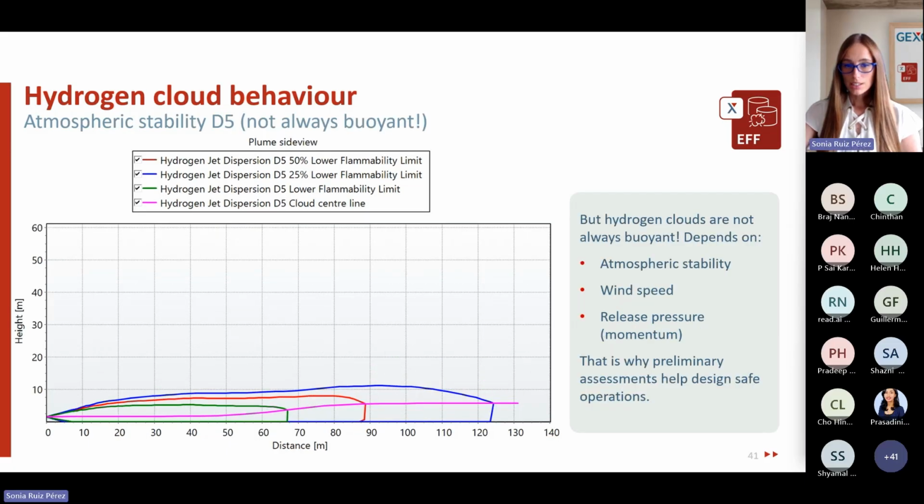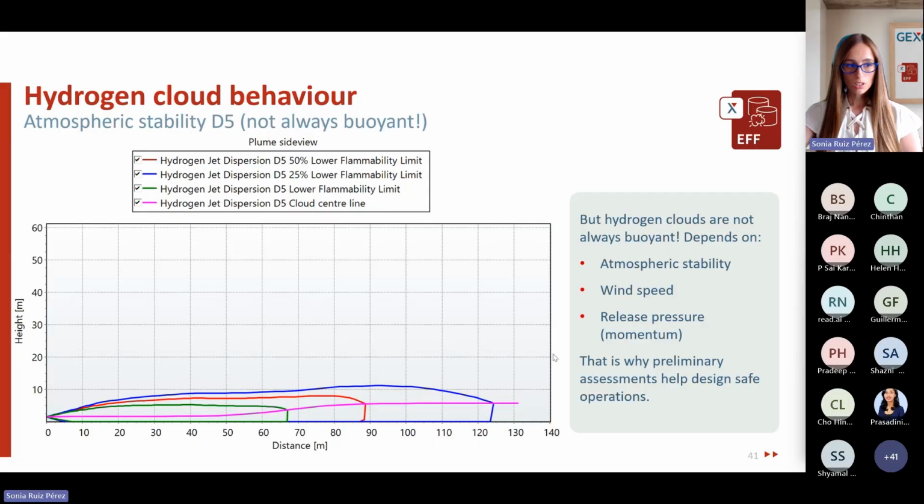In contrast, under Pascal stability class D, which is neutral atmosphere, with a wind speed of 5 meters per second, the hydrogen cloud remains grounded, completely grounded, which means that attention needs to be paid to ignition sources at ground level, as they will most likely trigger the ignition of this cloud due to the hydrogen's very low ignition energy.